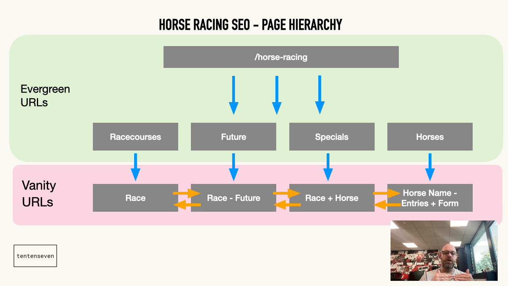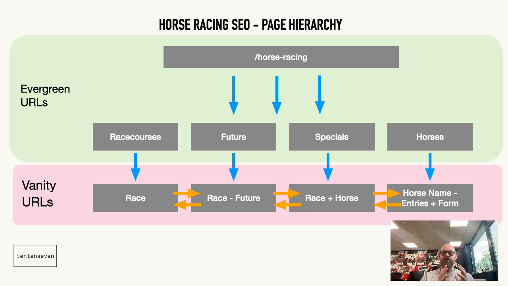However, you can set up evergreen pages for your top level horse racing page and sub pages for race courses, horses, and so on. Interestingly enough, many bookmakers don't focus enough on horse names and trying to get some SEO traffic from that, including the form and so on about certain horses. And that's, again, an option to look at. But we would recommend trying to get these pages evergreen.